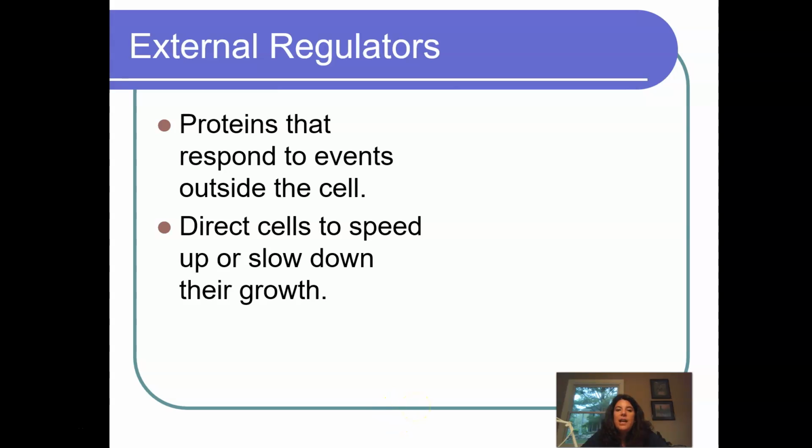So they're going to tell the cell when it needs to speed up or slow down going through this process. So for instance, if I injure myself and I need to be making new cells to replace my injured cells, external regulators actually tell my cells to start going through the cell cycle at a much faster rate in order to replace the injured cells. And then again, once that gap in my wound starts to fill in with cells, it will recognize that and tell the cells to start slowing down so that we don't end up with this huge overgrowth.